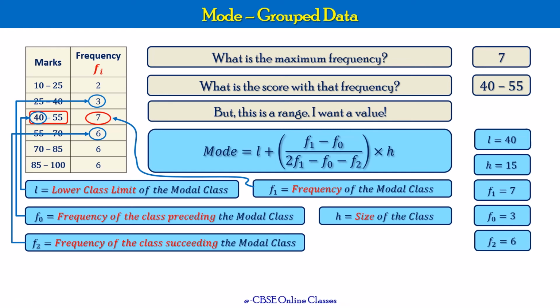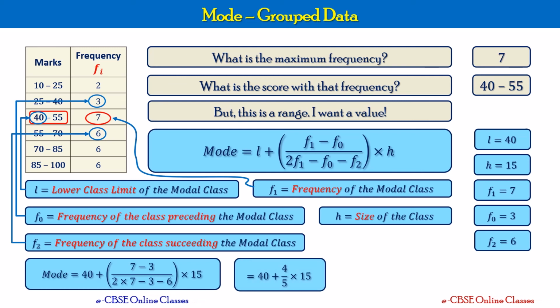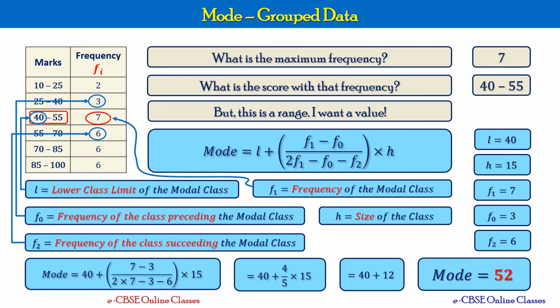The next step is simply to substitute all the values in the above formula. My mode is equal to 40 plus, in the numerator we have 7 minus 3, in the denominator we have 2 into 7 minus 3 minus 6, into 15. So the numerator 7 minus 3 is equal to 4. The denominator is 2 into 7, which is 14, minus 3 minus 6, so that becomes 5. So the ratio is 4 by 5. That is equal to 40 plus 4 by 5 into 15. 15 is nothing but 3 into 5, so after you cancel 5, it becomes 4 into 3, which is 12. So that is 40 plus 12. So the mode is calculated as 52.